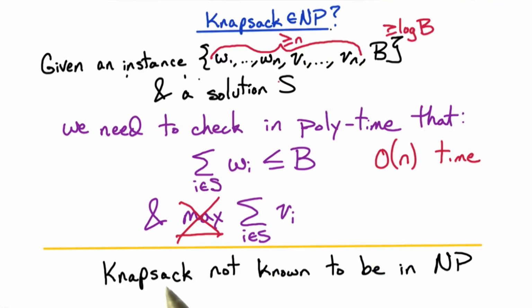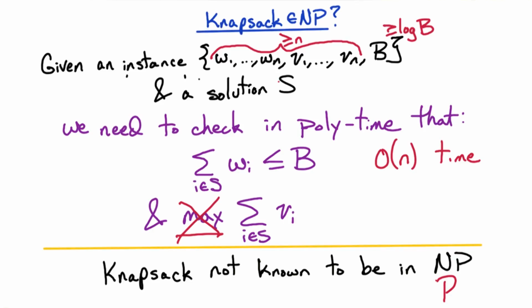So the best we can say is that as far as we know right now, knapsack is not known to be in the class NP. And similarly, if you ask for the class P, well, as far as we know, knapsack is not known to be in the class P. Could it be that knapsack is in P? Sure, it might be. There might be a polynomial time algorithm for knapsack. P might equal NP, in which case knapsack will lie in P. But as of right now, knapsack is not known to be in the class P.